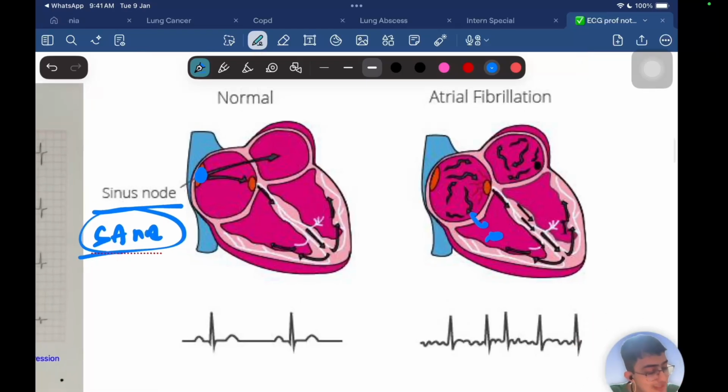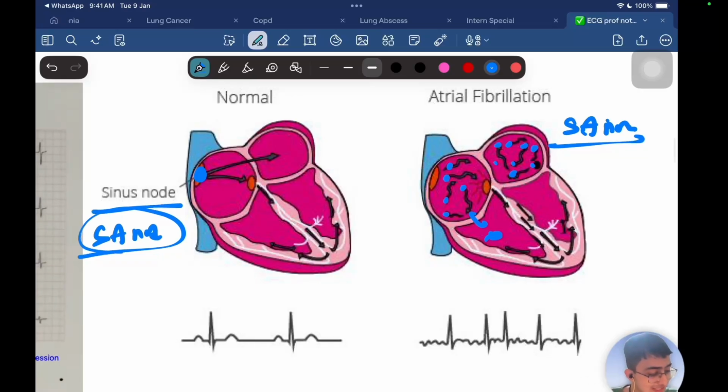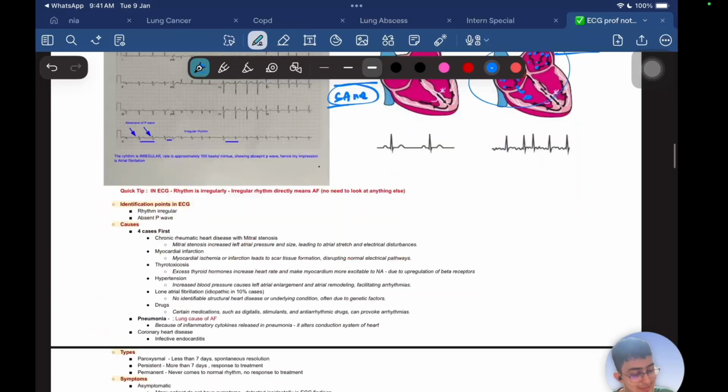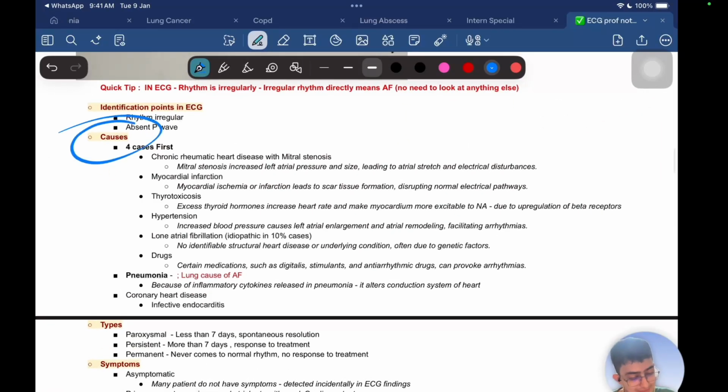Now in atrial fibrillation there are multiple sources of electrical impulse. Look at these, signals are coming from here, from here, from here. So instead of a single SA node determining the contraction of the atria, you get multiple sources of electrical signal. We don't say it, but just to make you understand, there are multiple SA nodes, small electrical signals. Now this can happen due to many causes, and we'll come to the causes of atrial fibrillation.